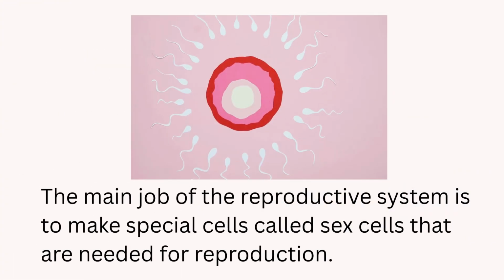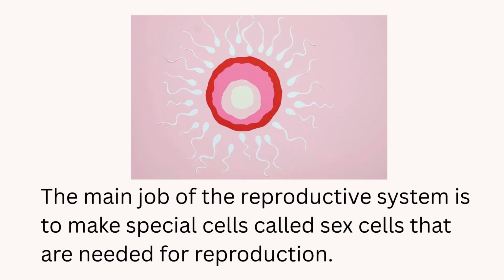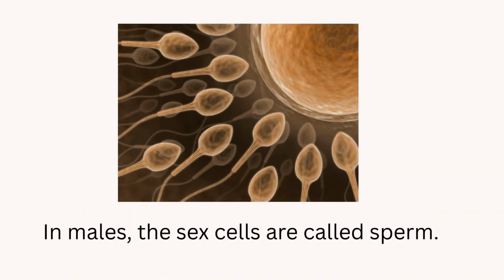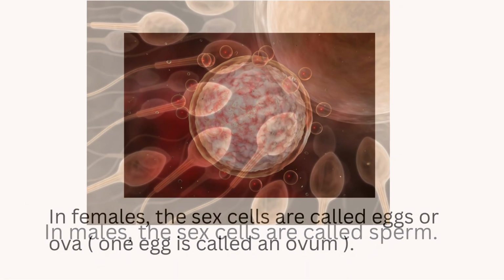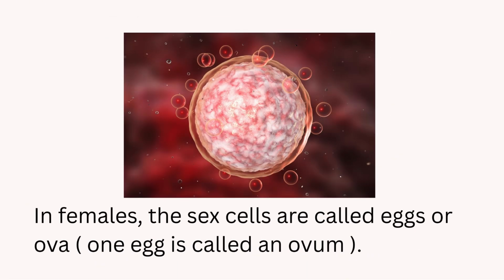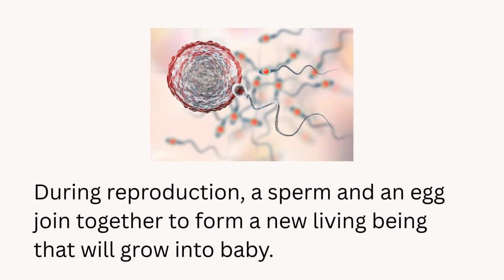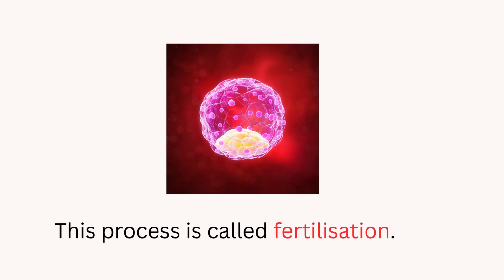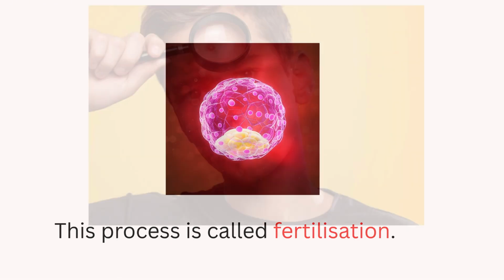The main job of the reproductive system is to make special cells called sex cells that are needed for reproduction. In males, the sex cells are called sperm. In females, the sex cells are called eggs or ova. One egg is called an ovum. During reproduction, a sperm and egg join together to form a new living being that will grow into a baby. This process is called fertilization.